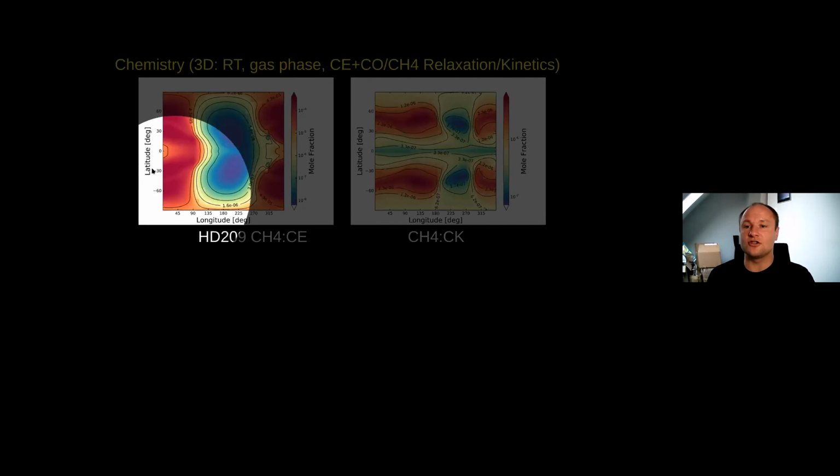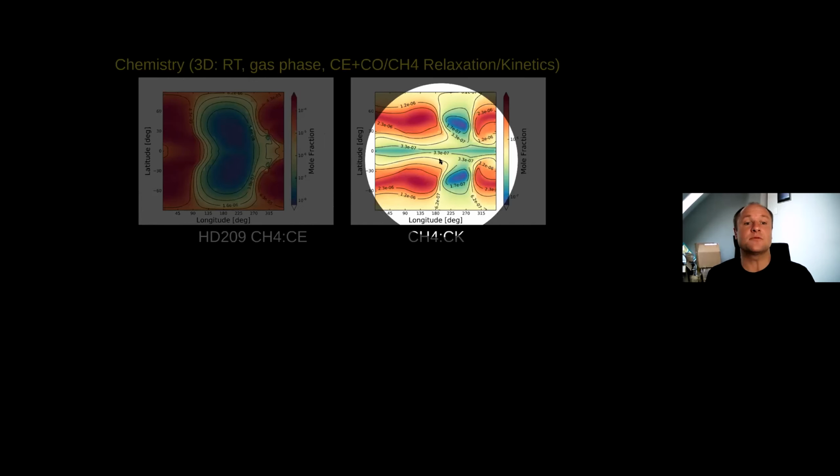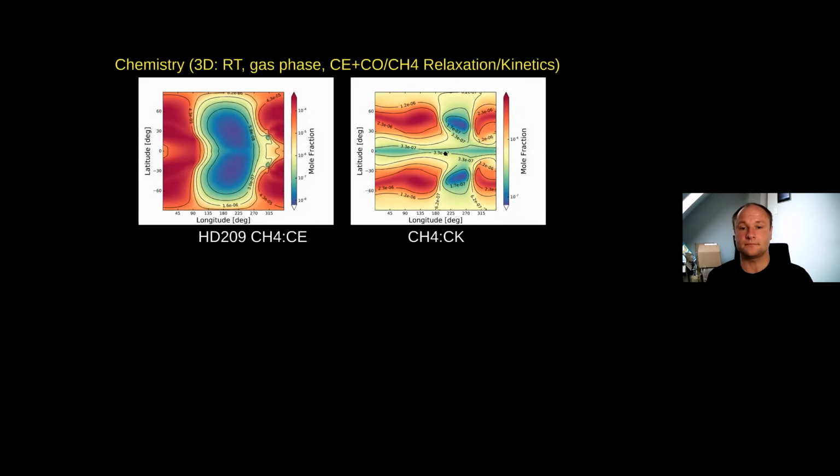So this is longitude against latitude. So here you can see, as you might guess, you have a hot side and a cold side, and the methane abundance follows suit. As we turn on the chemical kinetics, actually at this pressure level, which is high in the atmosphere, this is the millibar level, you have a very, very different methane distribution.